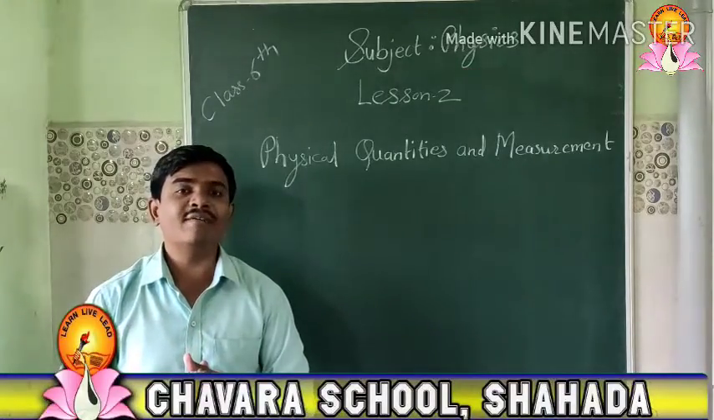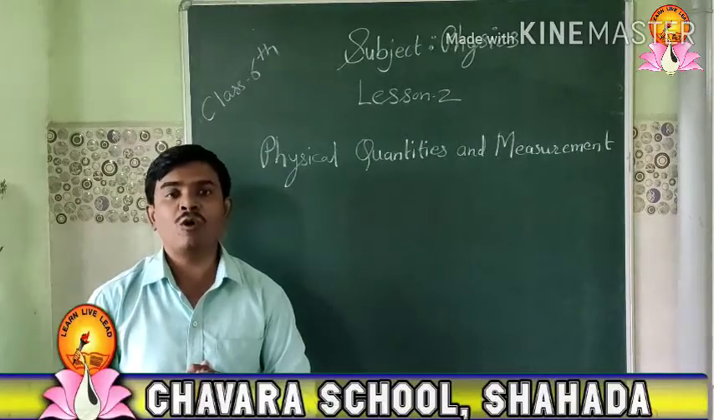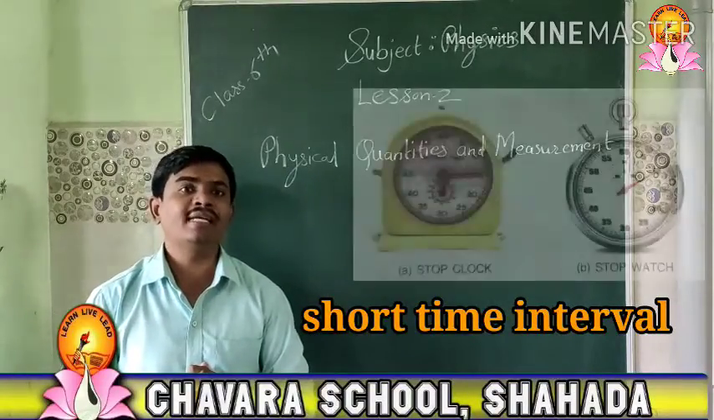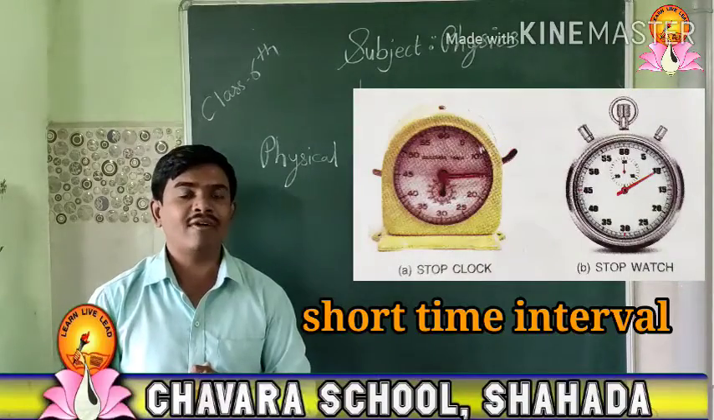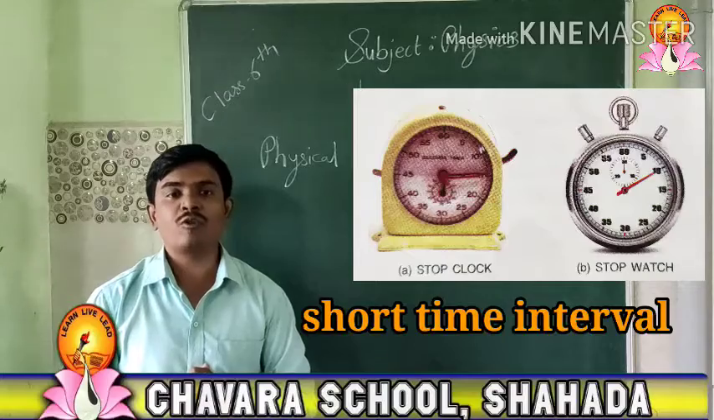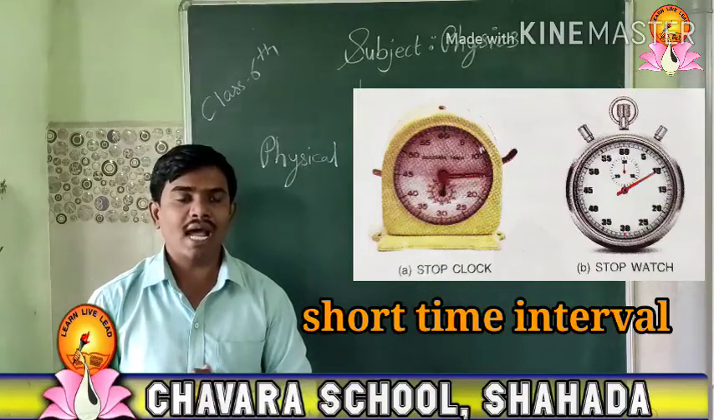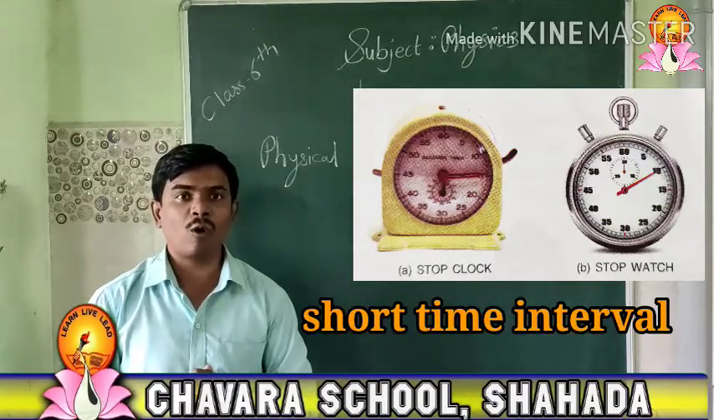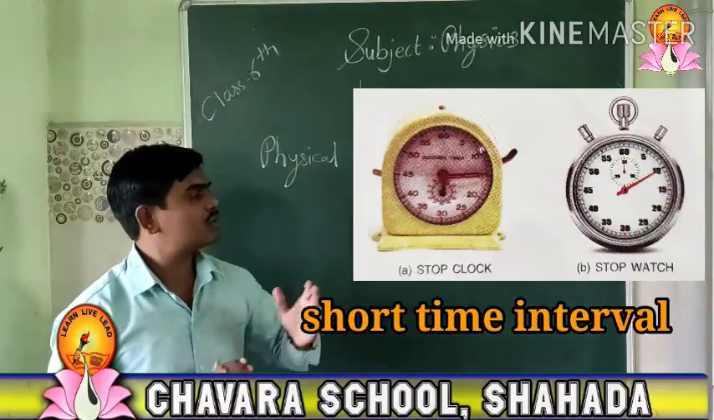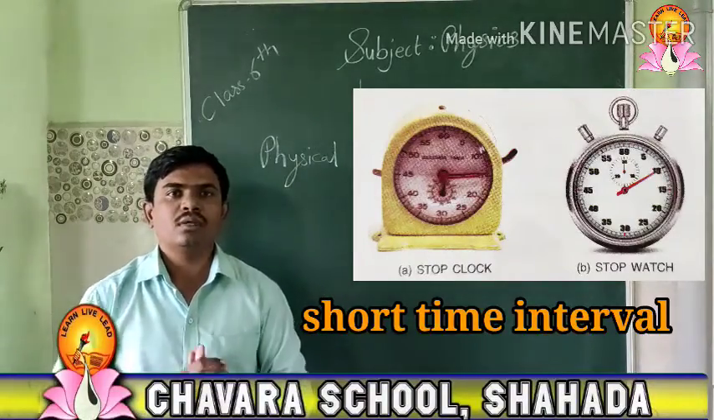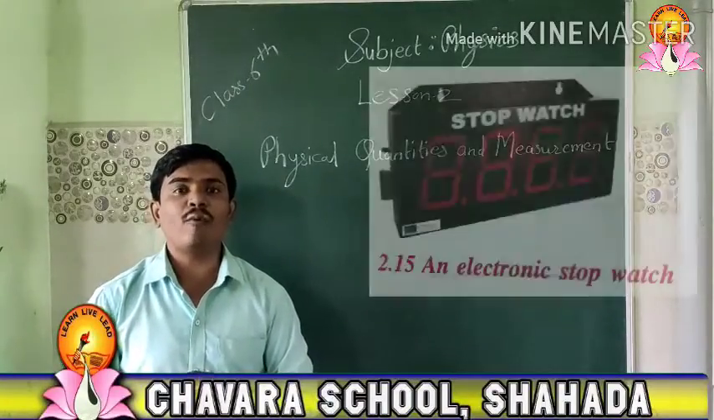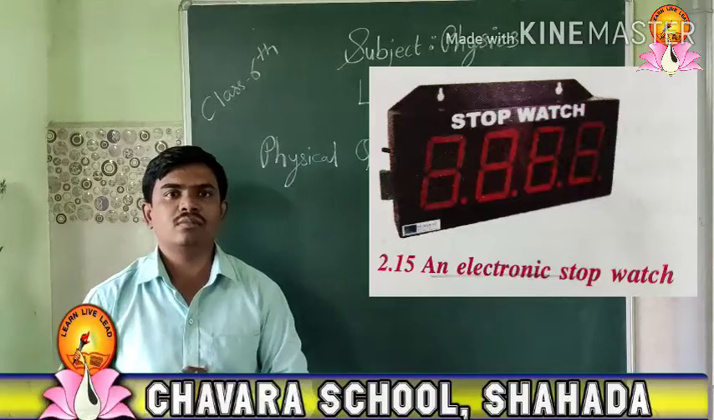Now the measuring devices for short time intervals. We mainly use stopwatch and stop clock. Here you can see the pictures. And students, there is also an electronic stopwatch.